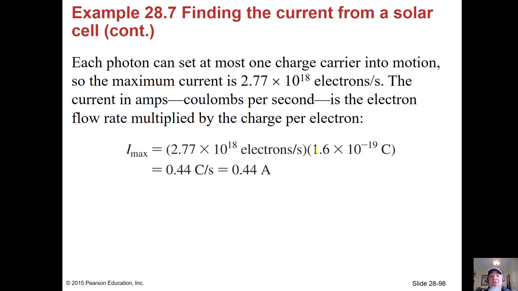Multiply it by the amount of charge for 1 electron. That's what's happening here. Total electrons per second, multiply it by the charge per electron. That's what you have here. And you get the total charge, and this is happening every second. So coulombs per second, this is the current. So 0.44 amps. So that's what the sun is giving us.